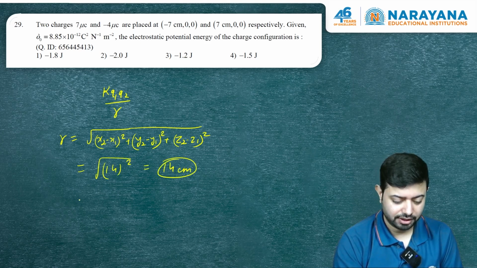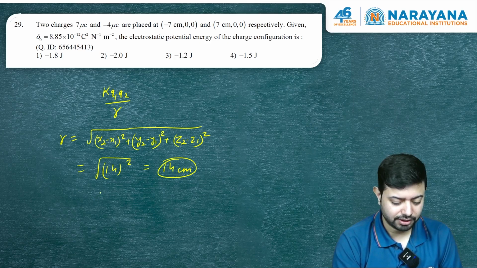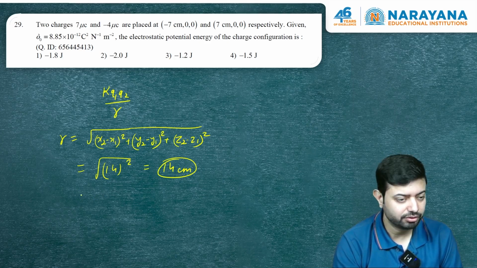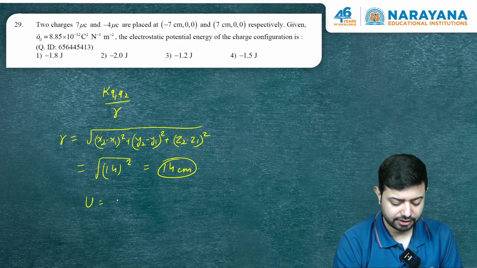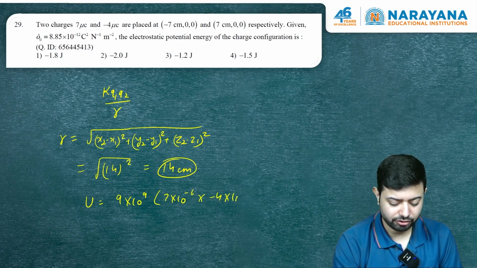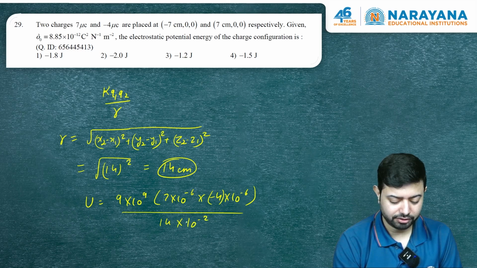Okay. And the k value you know already, it is going to be 9 into 10 to the power 9, q1 is given, q2 is given. Let us do it. So, how much is the potential energy? 9 into 10 to power 9, 7 into 10 to the power minus 6 multiplied by minus 4 into 10 to the power minus 6 divided by r, 14 into 10 to power minus 2.